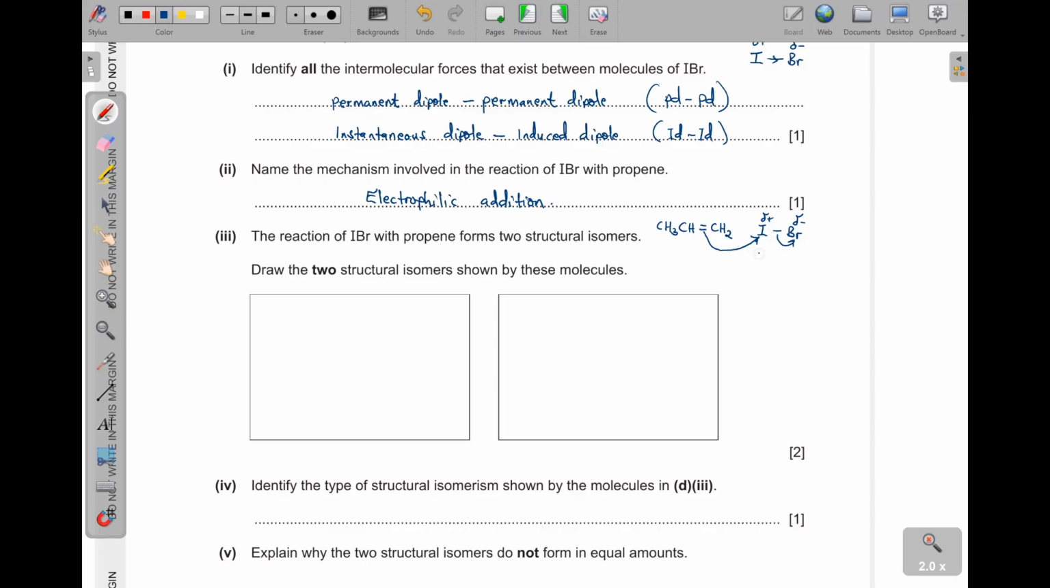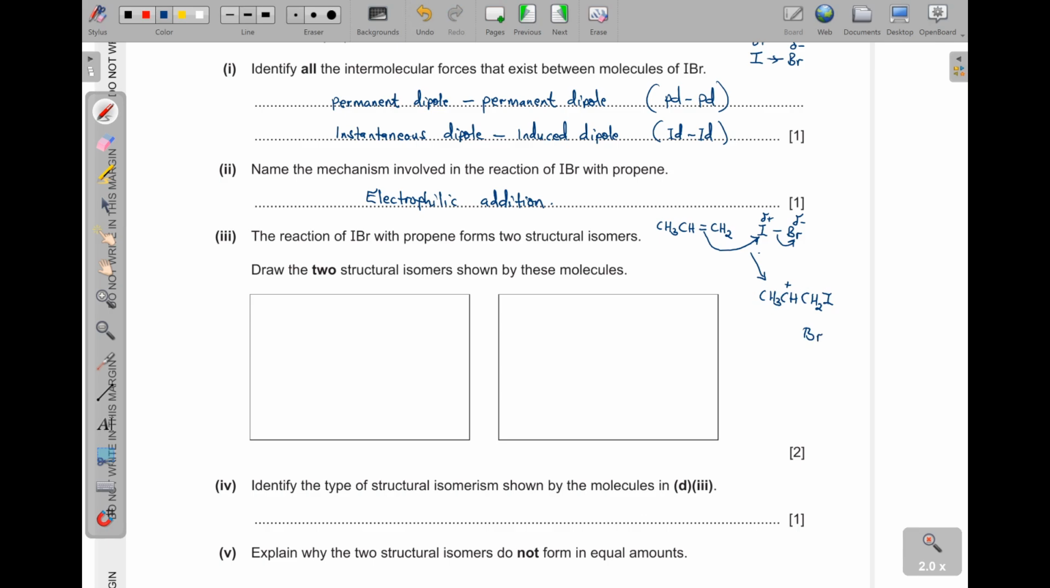So meaning we are going to have CH3, CH, then CH2, and we can have iodine attached to this one, then this one becomes a carbocation. Why is it this one? Because this is an alkyl group. I'm also taking this one as an alkyl group here, then positive inductive effect here. Okay, so this is a secondary carbocation. That one is more stable than a primary carbocation.